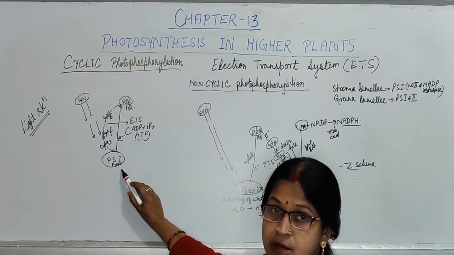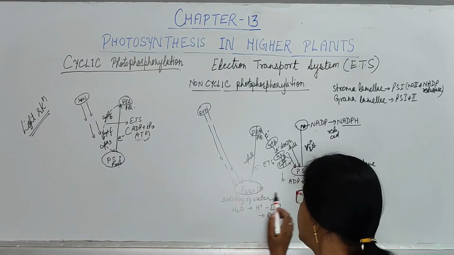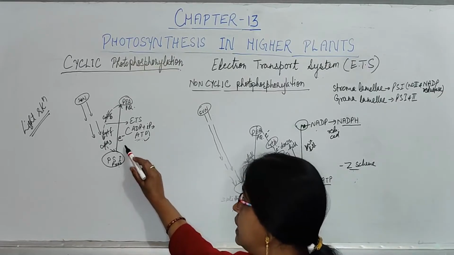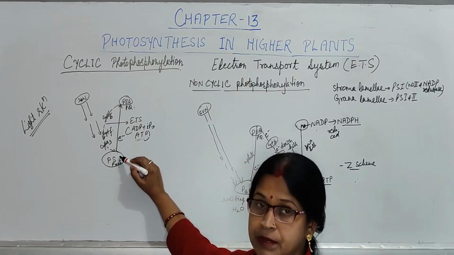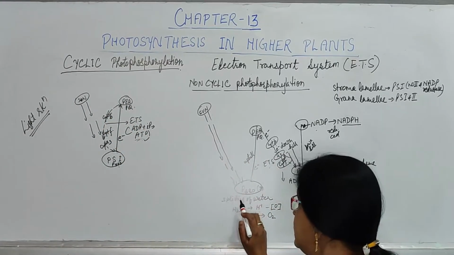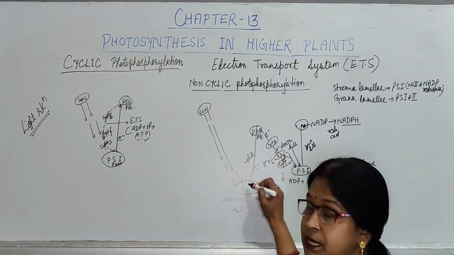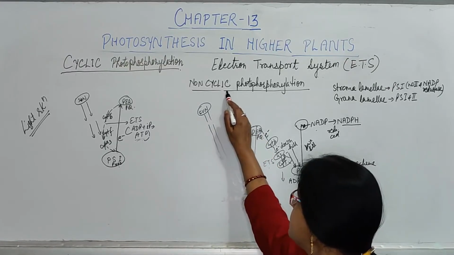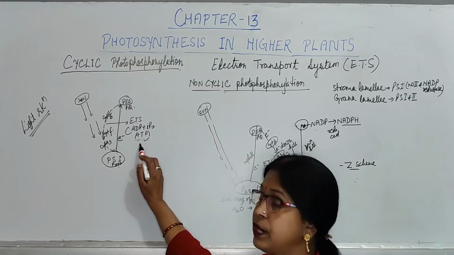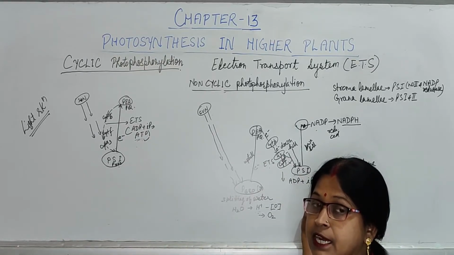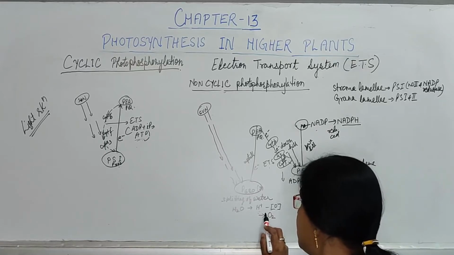Only one pigment system is involved here, whereas in the other both pigment systems are involved. Here the electron is coming back to the pigment system, that's why it is known as cyclic. But here we can see that the electron is not coming back to this pigment system, that's why it is known as non-cyclic. So here the product is only ATP, and here ATP as well as NADPH, and splitting of water takes place.